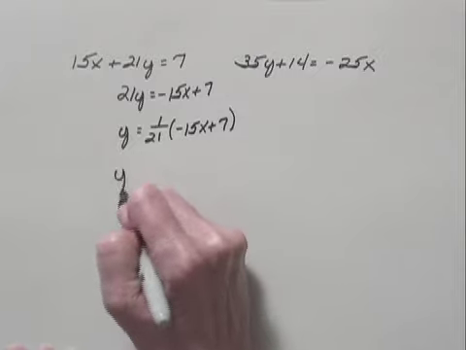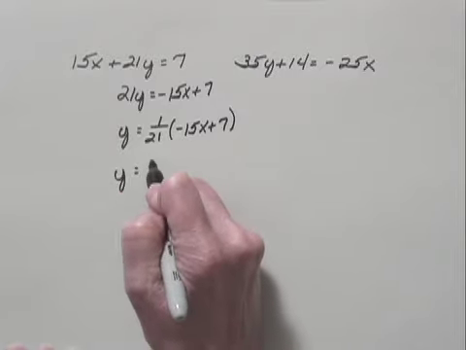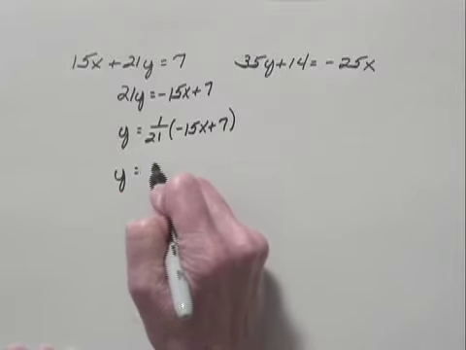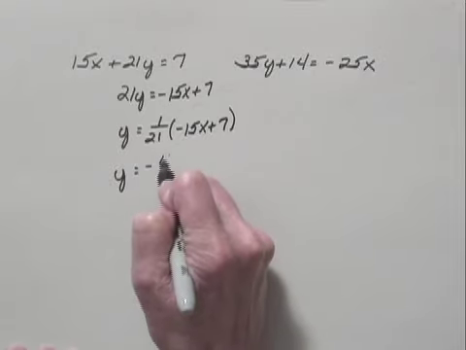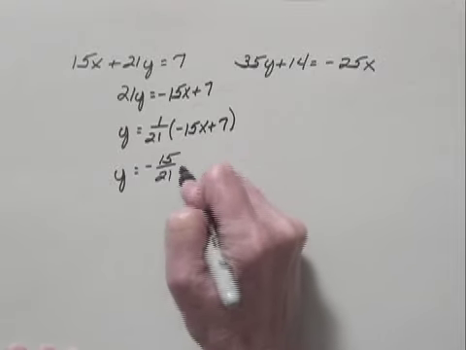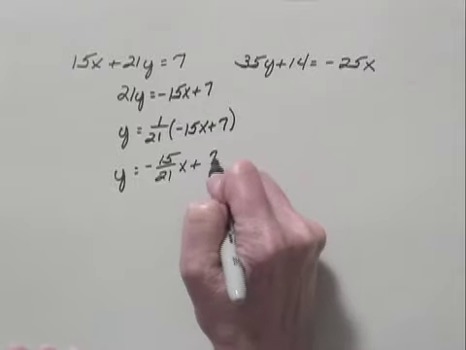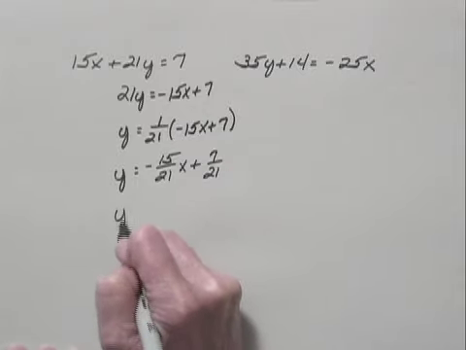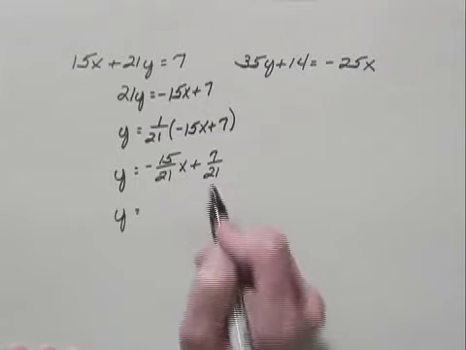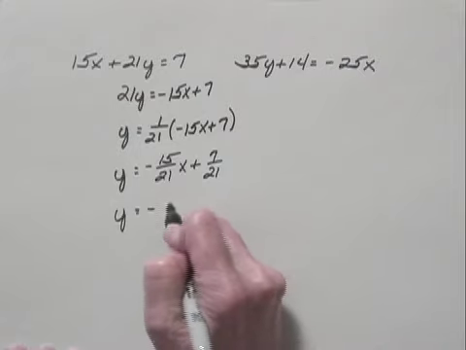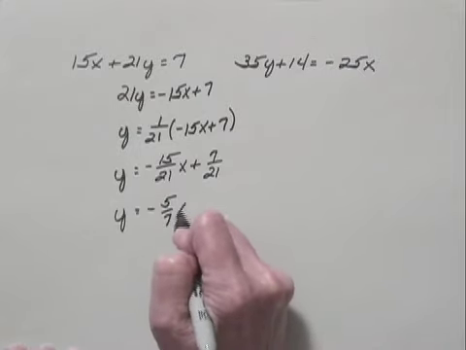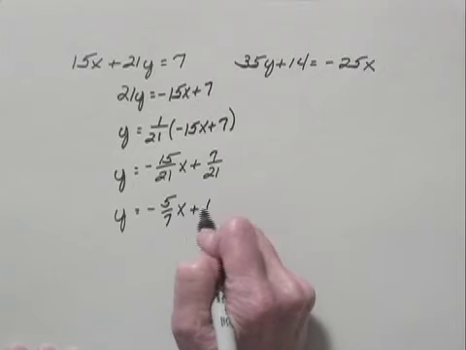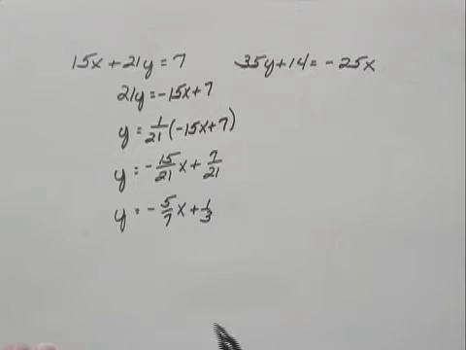And when I use the distributive law here, I get y equals negative 15 over 21x plus 7 over 21. And I can simplify each of these fractions. Negative 15 over 21 is negative 5/7. And 7 over 21 is 1/3. So this equation is equivalent to y equals negative 5/7 x plus 1/3.